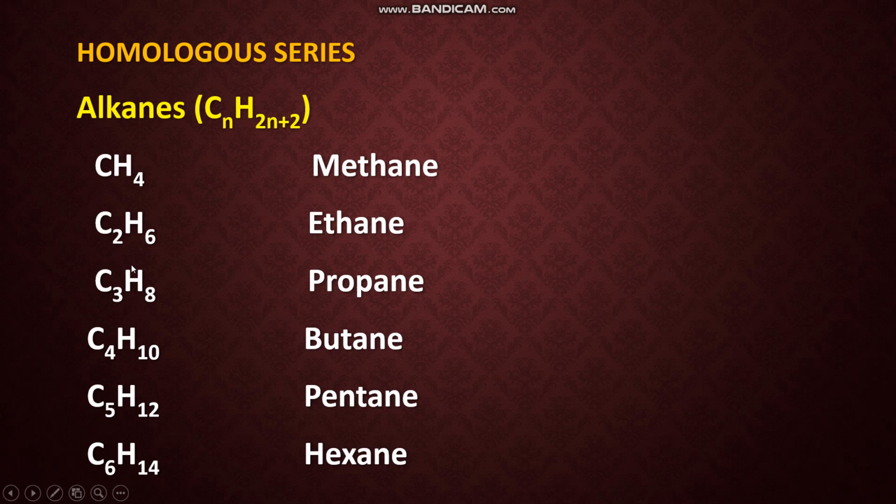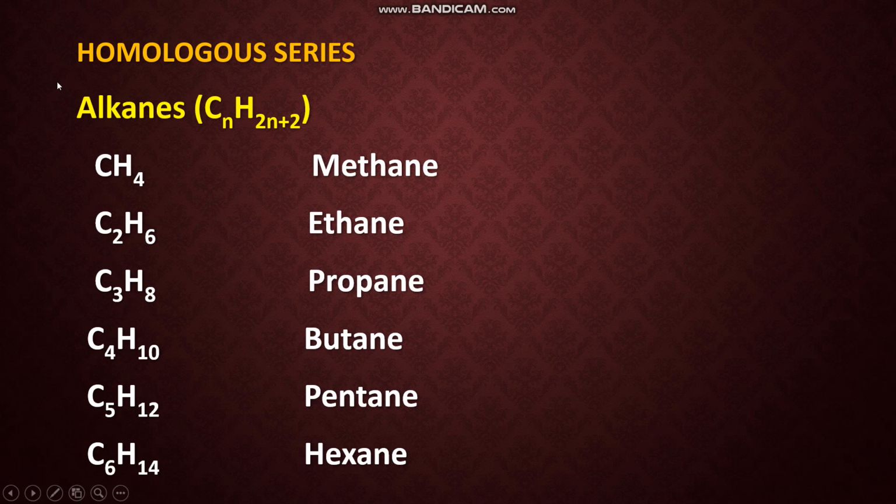These two members differ by a CH2 group. You can see here also, these two members also differ by a CH2 group. Here also these two, propane and butane, differ by a CH2 group. So you can see each successive member, meaning adjacent member, differs by a CH2 group. So CH2 group means what will be the difference in mass? You know, carbon's mass is 12 units and hydrogen mass is 1 unit. So CH2 group means 1 carbon and 2 hydrogens. So 1 carbon mass is 12, 2 hydrogen mass is 2. So 12 plus 2, 14 units.